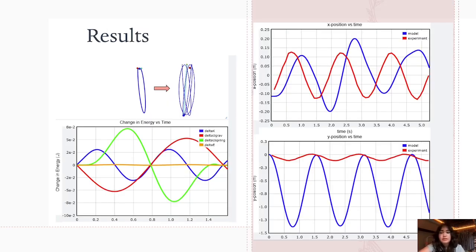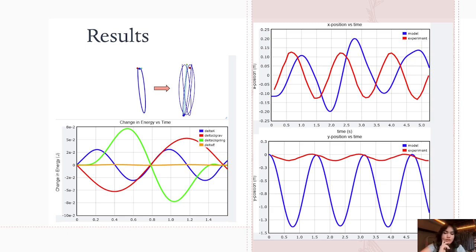So these were our results. On the left-hand side, you'll see the change in the energy, and the overall energy, highlighted in yellow, remains close to that zero line. And we see the spring energy in green, gravitational potential energy in red, and kinetic energy in blue changing throughout, but overall the summation of all of them is equal to zero.